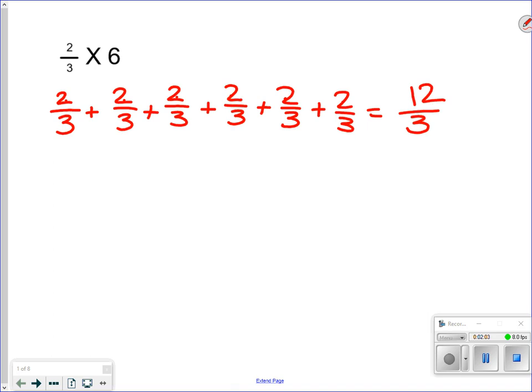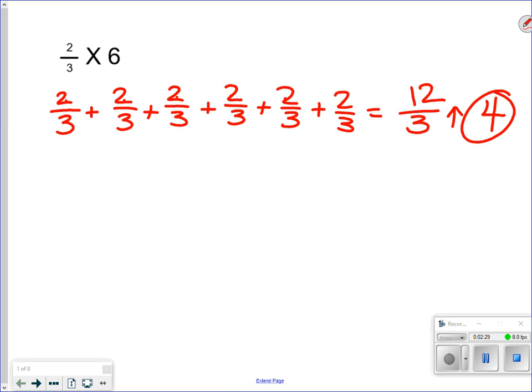It is improper. So when I have an improper fraction, I divide. I divide up. 12 divided by 3 is 4. So my answer is 4. 2/3 of 6 is 4. That's one way you can solve this problem. That's one way that I can do it.